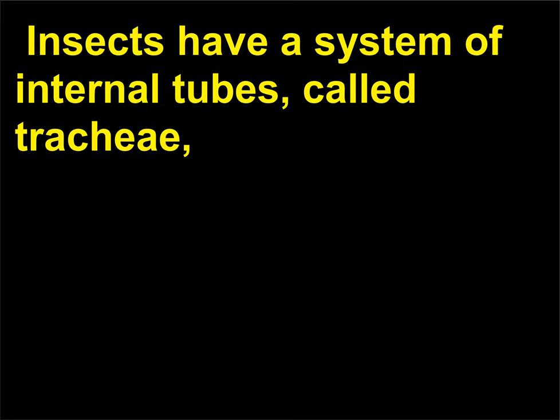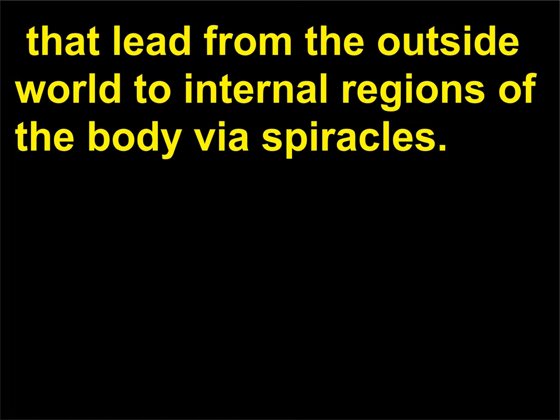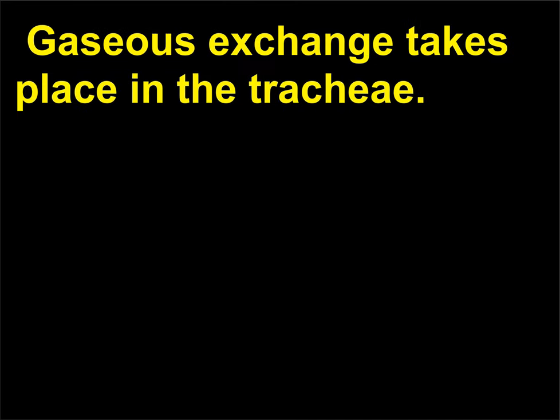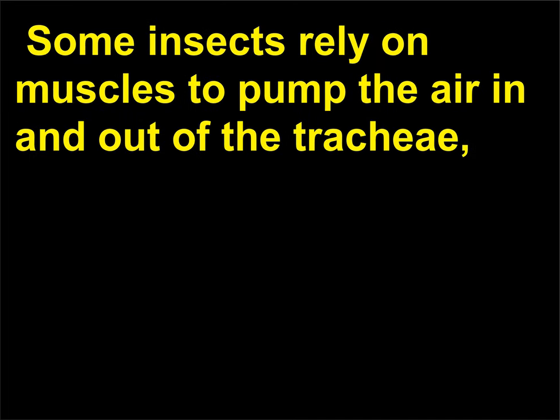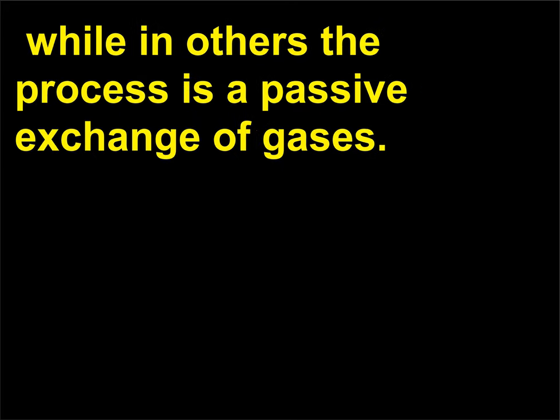Insects have a system of internal tubes, called tracheae, that lead from the outside world to internal regions of the body via spiracles. Gaseous exchange takes place in the tracheae. Some insects rely on muscles to pump the air in and out of the tracheae, while in others the process is a passive exchange of gases.